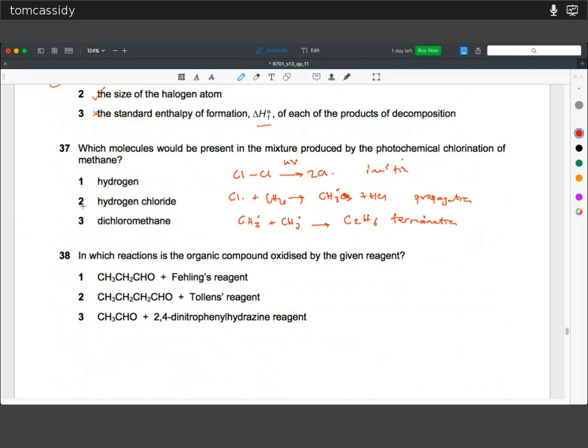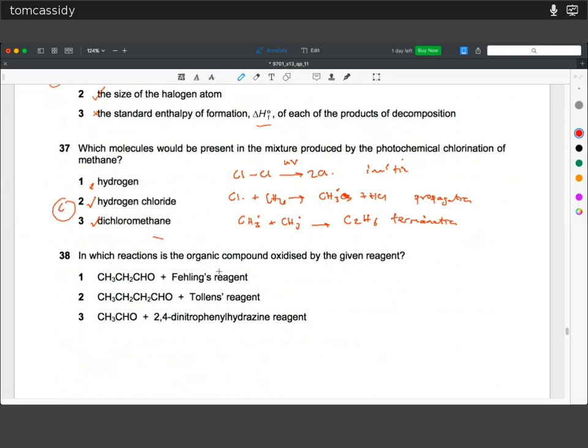And in all of those, well, hydrogen chloride could be made, dichloromethane could be made, but nowhere in initiation, propagation, or termination do you make hydrogen. So that's not produced at all in this reaction. And when you've got 2 and 3, the answer to that is C.